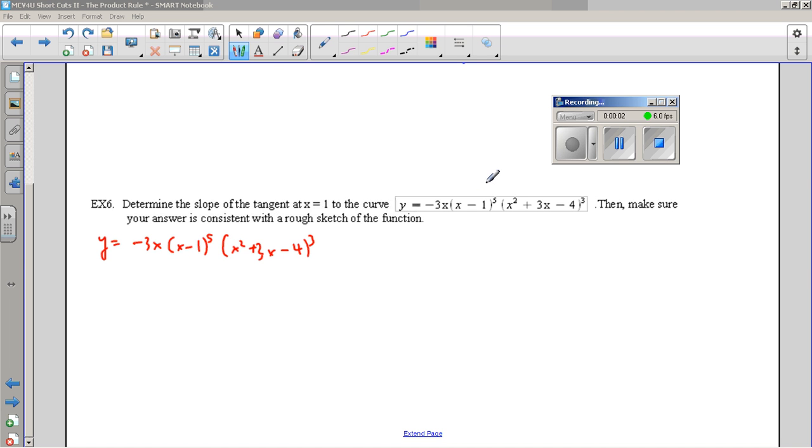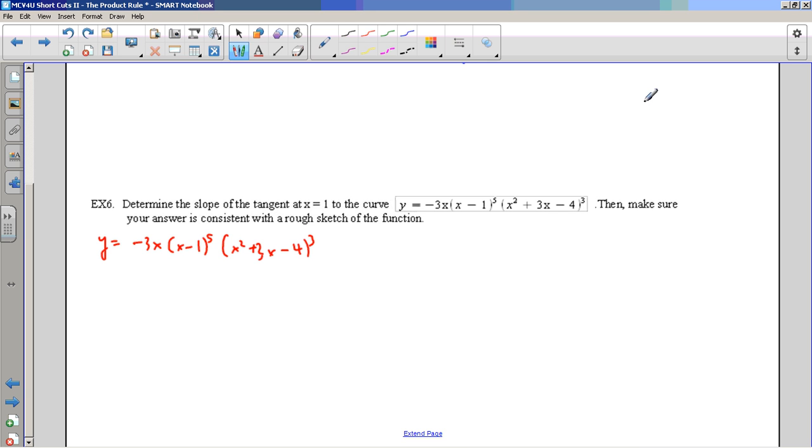All right, here we go for part 3. Example 6. Determine the slope of the tangent at x equals 1 to the curve, blah, blah, blah. Then make sure your answer is consistent with a rough sketch of the function. Yeah, we want to do a rough sketch of this polynomial function. It's awful, but we're gonna do that eventually.